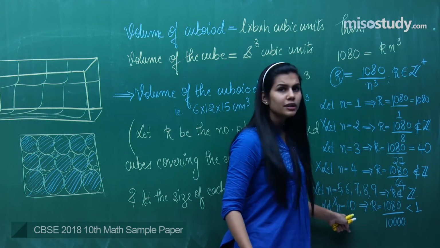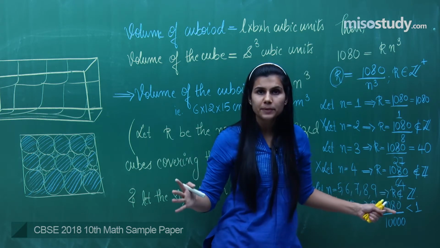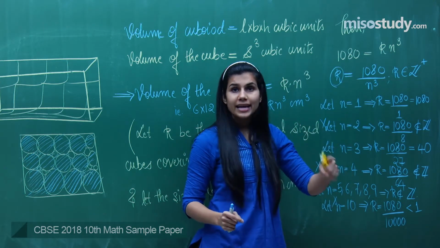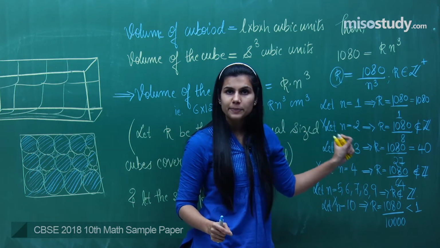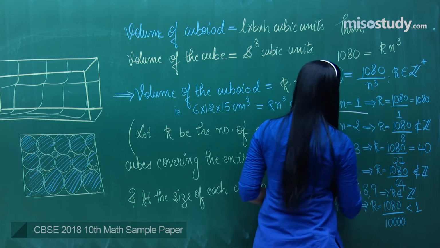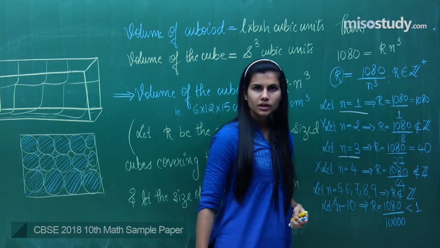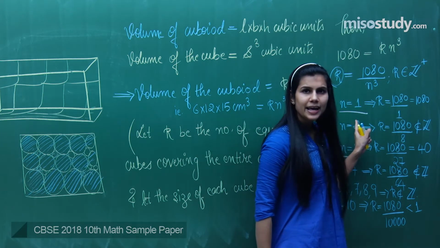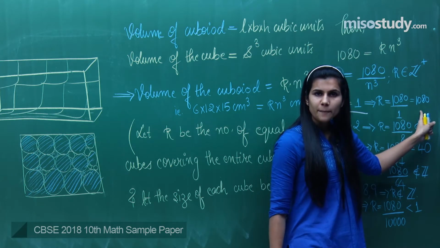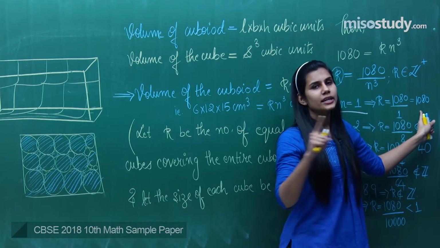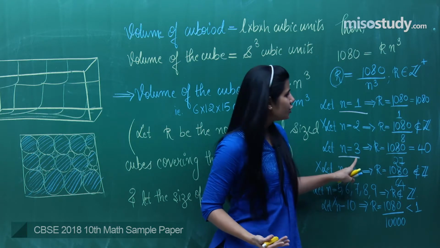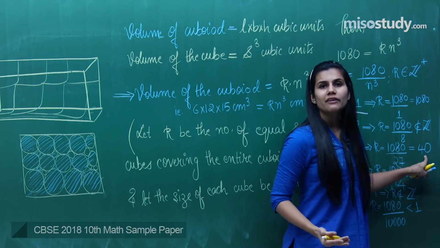That means further from 10, we are going to get unacceptable values of k. That means from 1 to any number, the only two acceptable values which I am getting are corresponding to n equal 1 and n equal 3. When you take the side length of the cube as 1 centimeter, you get 1080 cubes to cover the entire cuboid. And when you increase the size to 3 centimeters, you get 40 cubes to cover the entire cuboid.